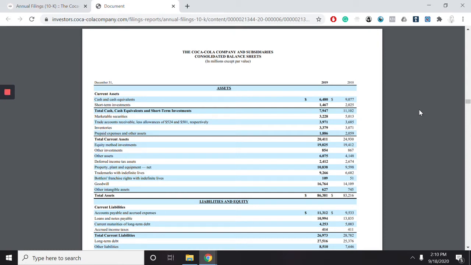Welcome to part 3 of how to read the 10K, how to interpret it. And this will be the final part of this particular lesson. And we'll be covering the balance sheet and the cash flow statement.